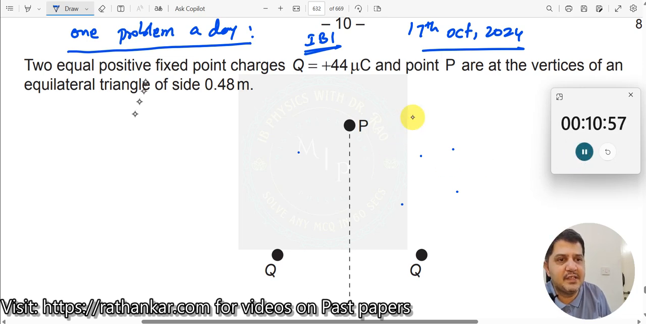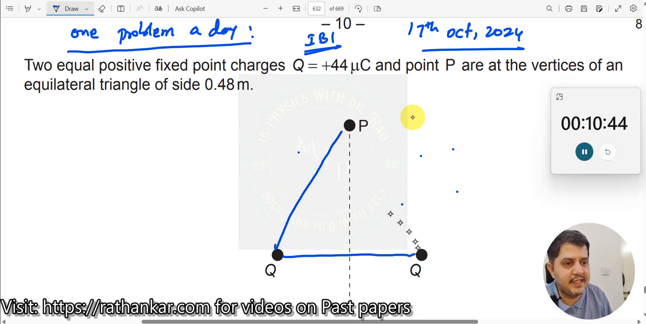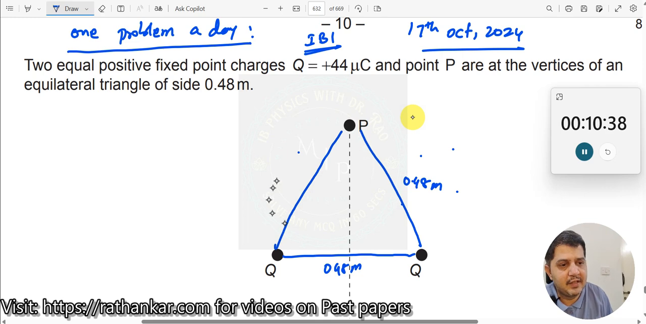Two equal positive point charges Q equal to 44 microcoulomb, and point P, are the vertices of an equilateral triangle of side 0.48 meters, which means this side and this side, all of them are at a distance of 0.48 meters. Let me write it down here, 0.48 meters. Point P does not have any charge, only these two have a charge: 44 microcoulomb and 44 microcoulomb.